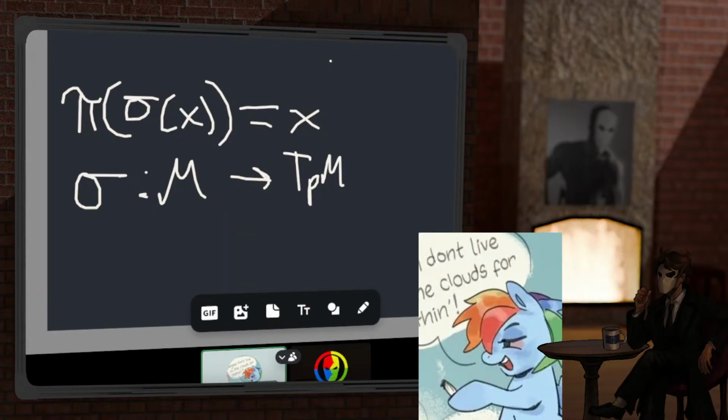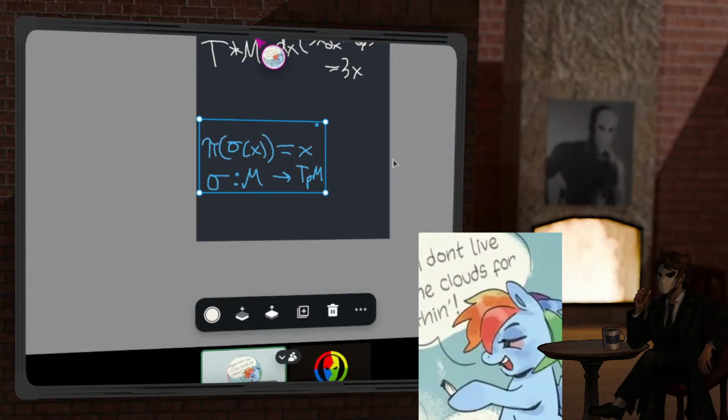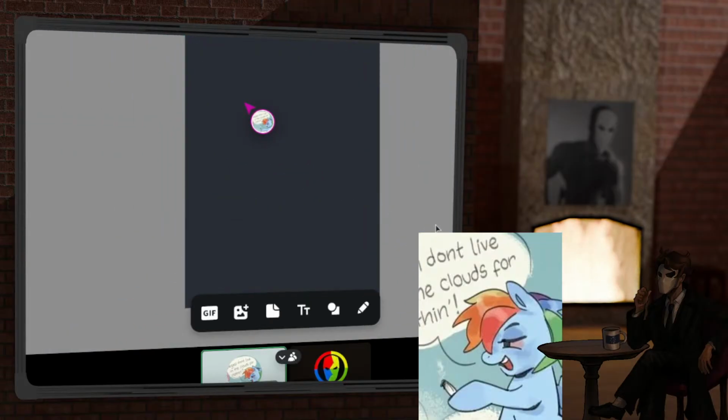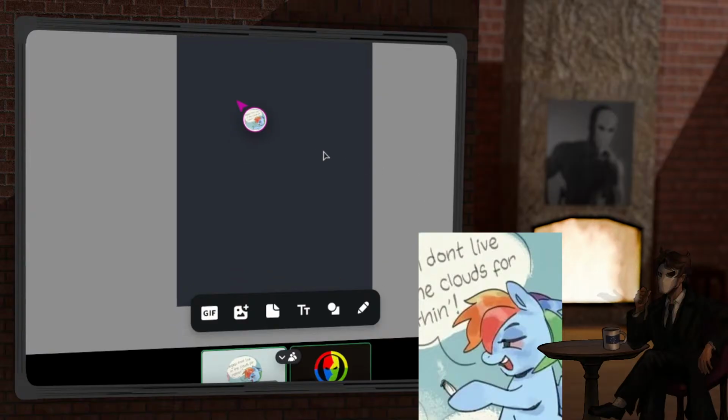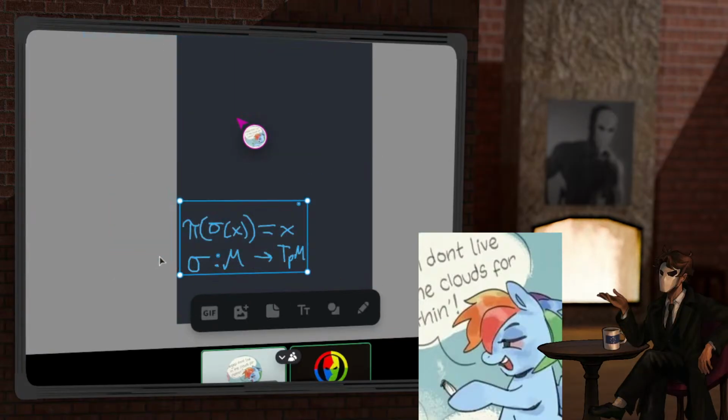And if you want to erase all that, what I would do is erase the top and keep the bottom small.